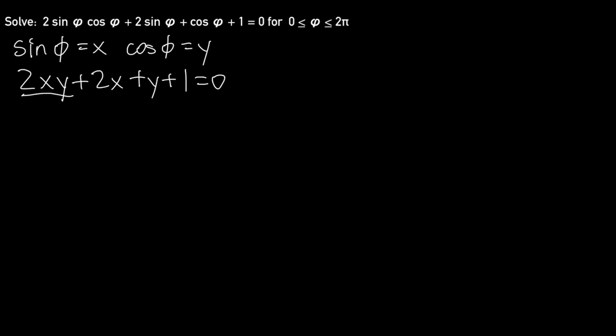Now the 2xy came from the 2 sine times the cosine, and if we replace it, it becomes 2xy. So now we have that, and we can just factor it. It might not look like your normal quadratic equation, but you can actually still factor it like a quadratic.